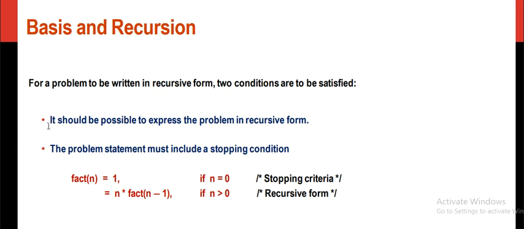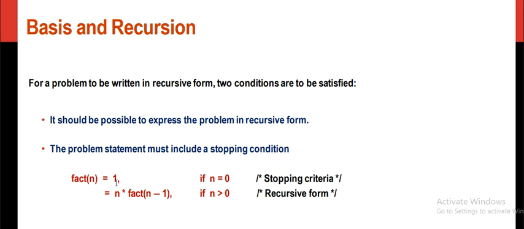So students, the first condition is it should be possible to express the problem in recursive form, which means it should call the same function. The second condition is the problem statement must include a stopping condition. Means it should be stopped somewhere, it should not repeat continually.